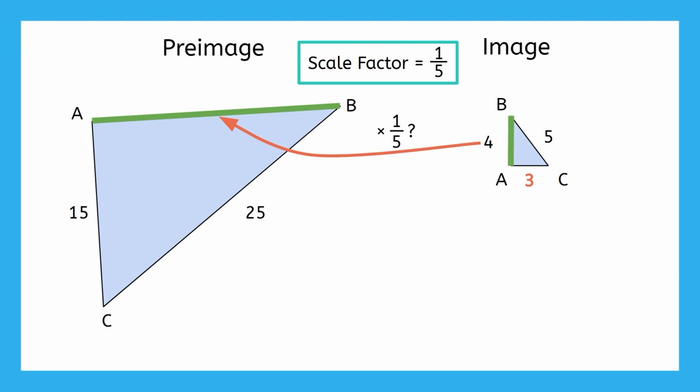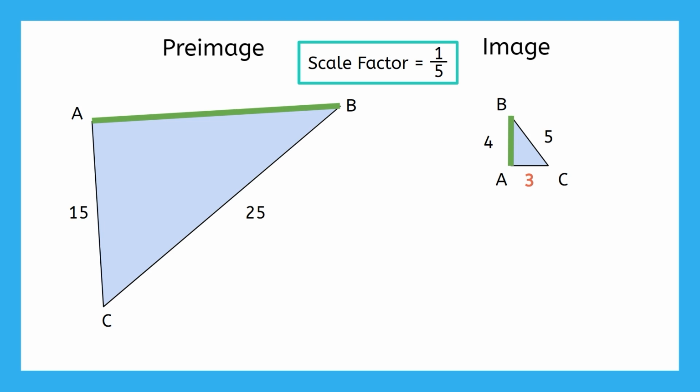4 times 1/5 is equal to 0.8, but the pre-image sides in this example are supposed to be bigger than their corresponding sides on the image. 0.8 is smaller than 4. Why do you think our scale factor isn't working here?